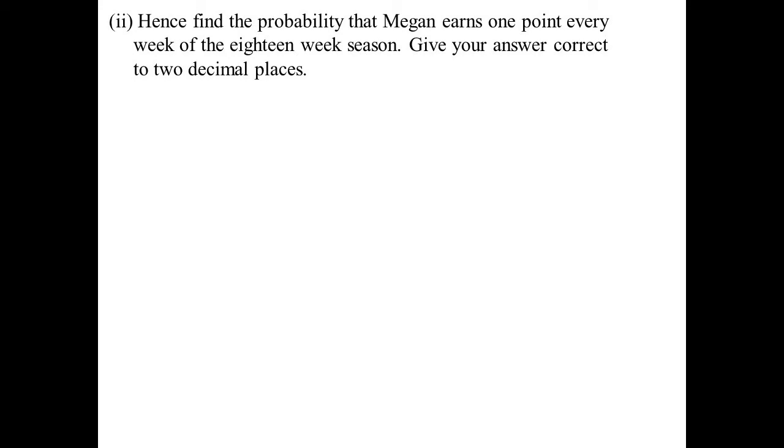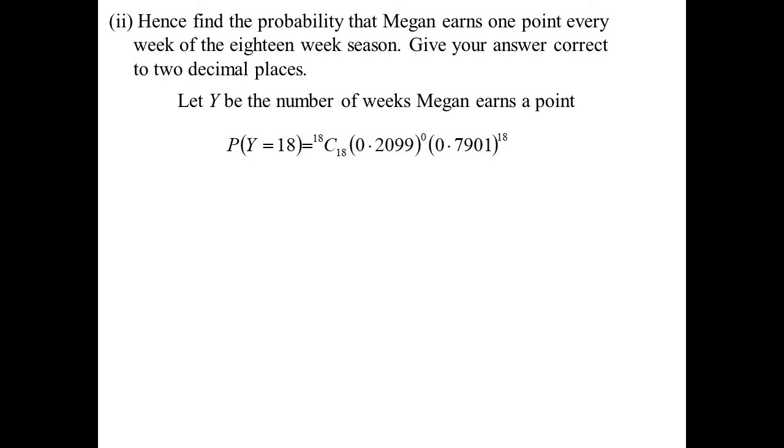Now find the probability that she earns a point every week of the 18-week season. So we're now investigating something different. I want a new random variable, I'm going to call it Y. Y is going to represent the number of weeks Megan earns a point. We want 18, because it's every week of the 18-week season. But we have a new probability, because this is the probability that Megan earns a point. So now it'll be 0.7901 to the power of 18, 0.2099 to the power of 0. But don't forget your binomial coefficient, although in this case you would have got away with it because 18C18 is just 1. To two decimal places, we get 0.01.